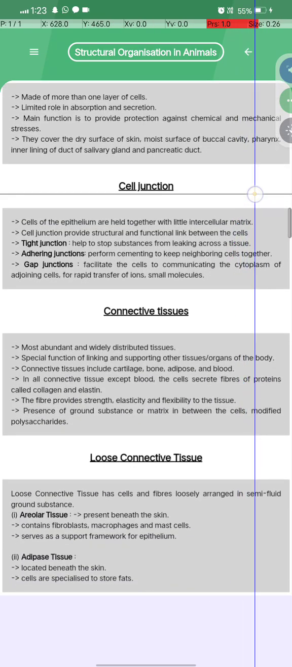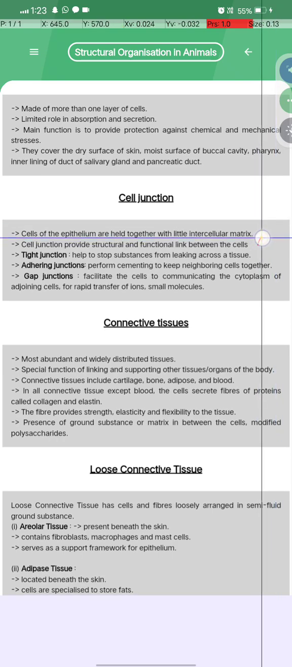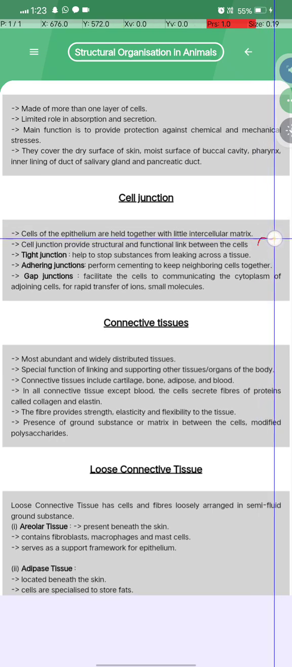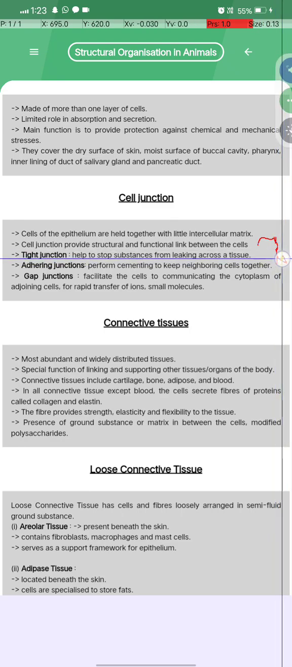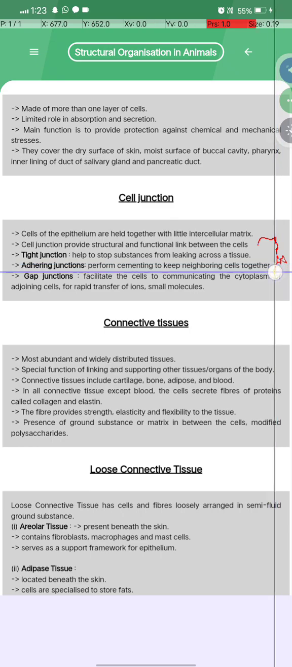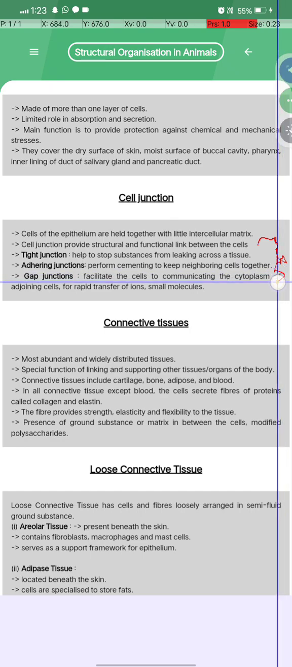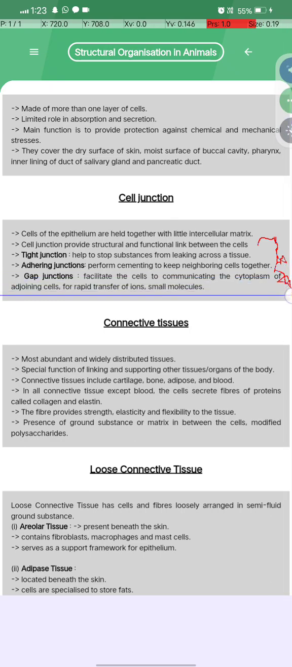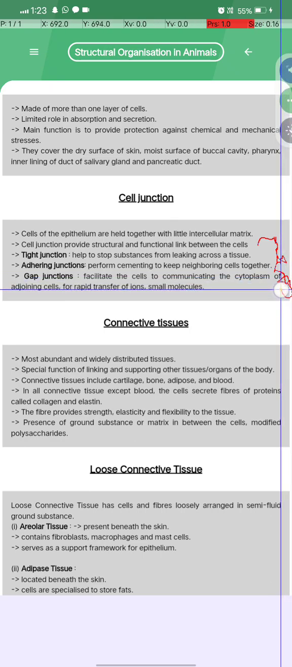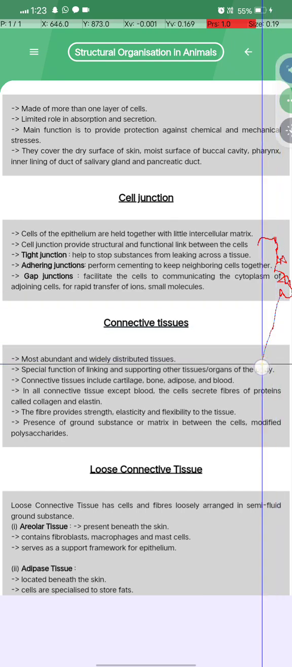The cells of the epithelium are held together with little intercellular matrix, and cell junctions provide the structural and functional link between the cells. Tight junctions help to stop substances from leaking across the tissue, and adhering junctions perform cementing to keep neighboring cells together. Gap junctions facilitate the cells to communicate, connecting the cytoplasm of adjoining cells for rapid transfer of ions and small molecules. Connective tissue.